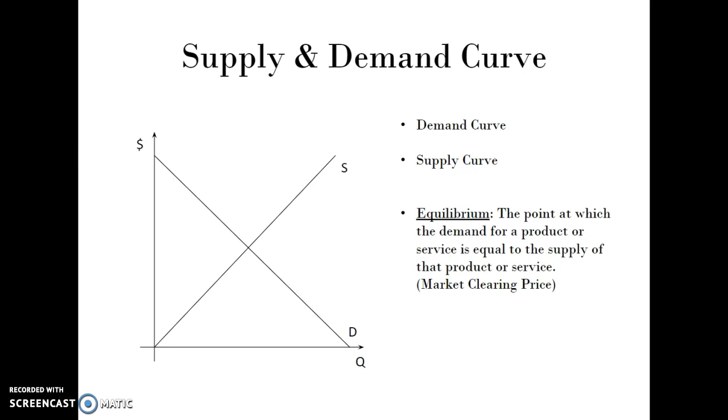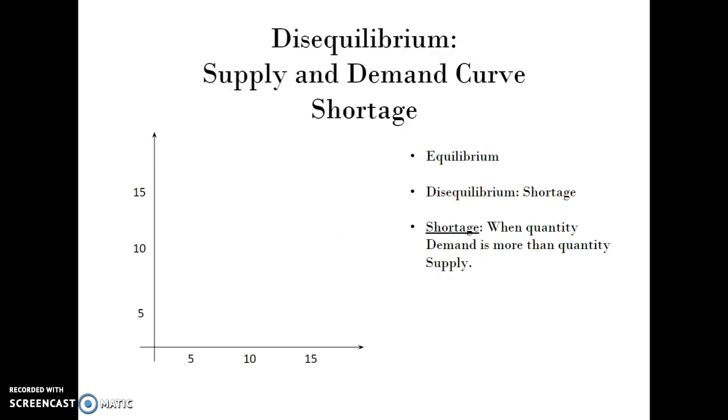Here's a supply curve. It's upward sloping, finishing with the S on the end. The supply curve is a parallel relationship between price and quantity. So as the price goes up, the quantity also goes up. Where they meet is what we're going to call the equilibrium, or the market clearing price. At this point, the market will be cleared. Okay, so let's move on.